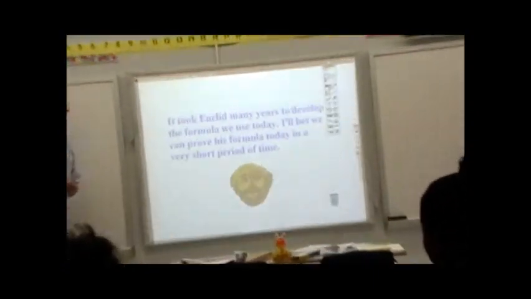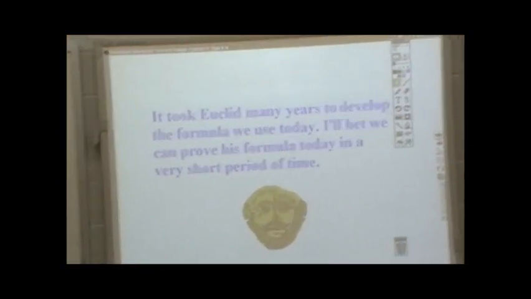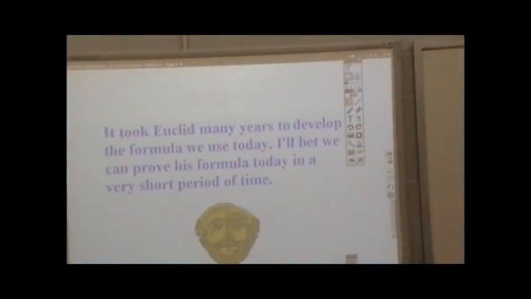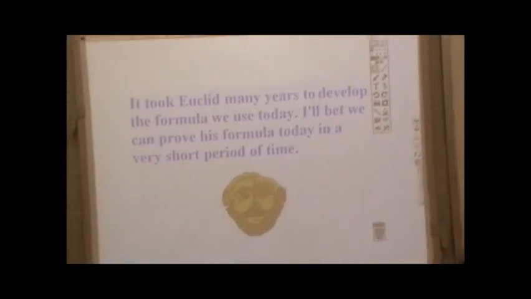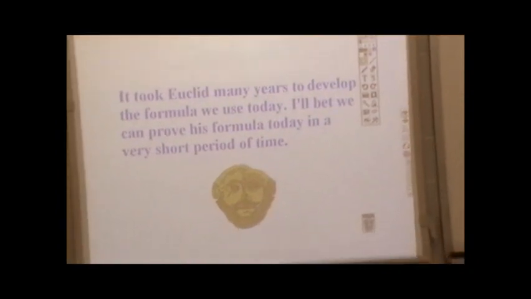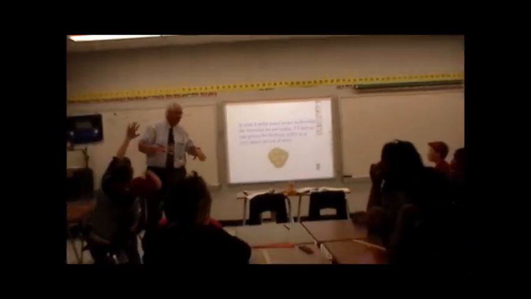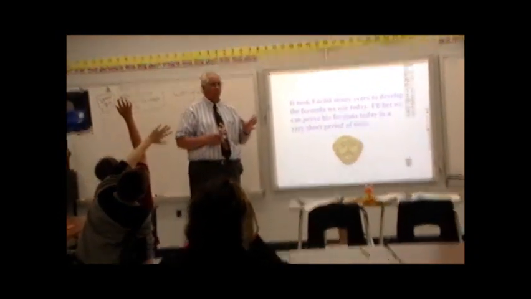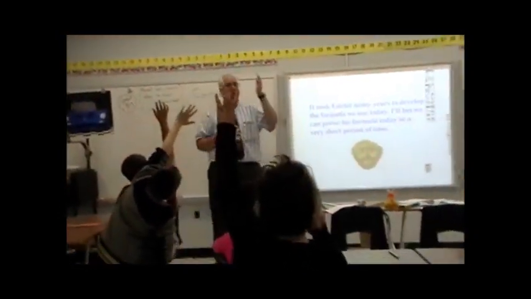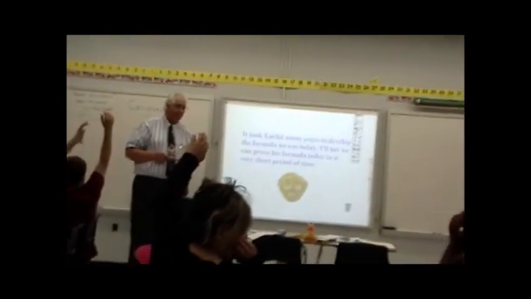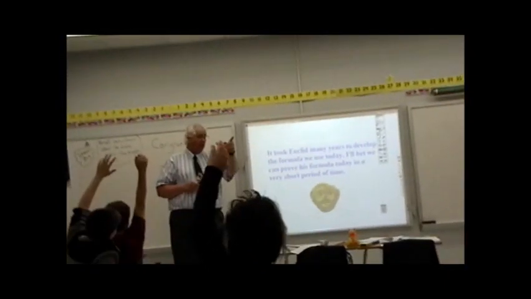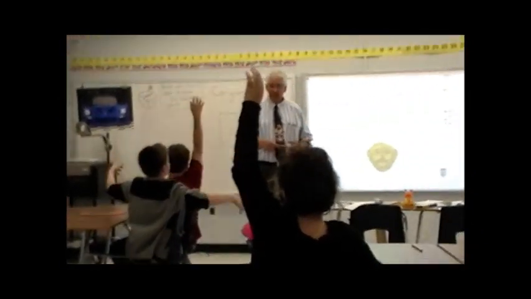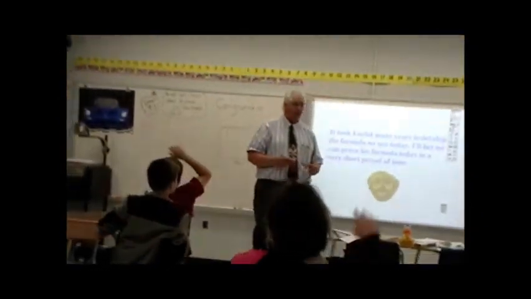It took Euclid many years to develop the formulas that we use today, but I'll bet we can prove his same formula he came up with in a very short period of time. Why is it we can do this now in such a short period of time, and it took this guy thinking years to come up with his formula? Why do you think? Because we have better technology. Better technology. What's another reason? We're really smart and we've learned over the years. We've learned and learned and learned.